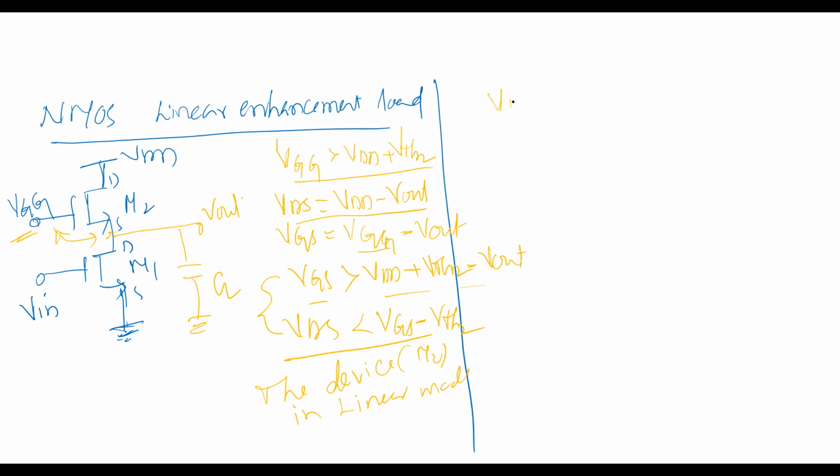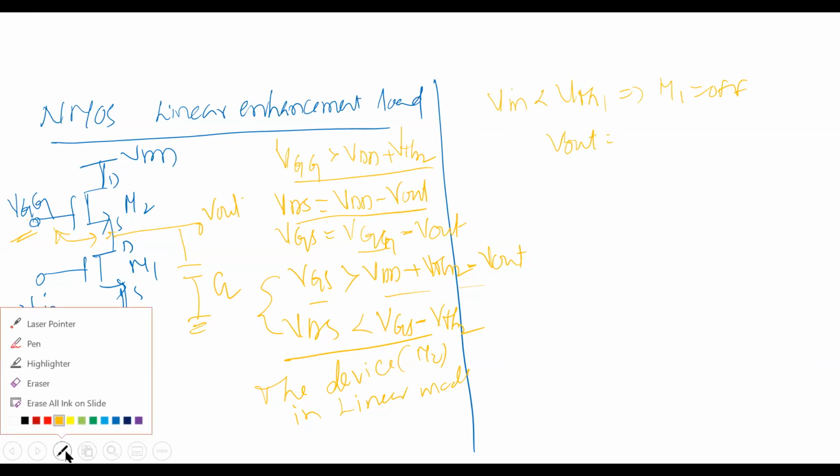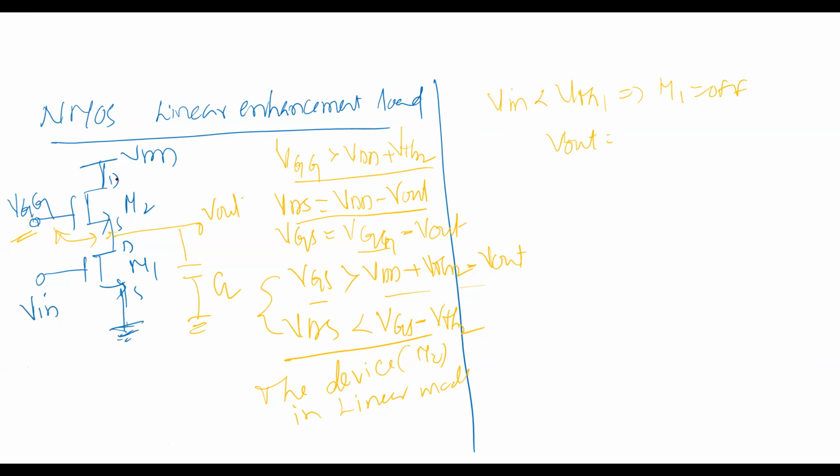Suppose Vin is less than VTH1. Then M1 is off and V out is equal to VDD. M1 off means the current is flowing through the load into the capacitor instead of through transistor M1, so the potential is going to increase. Generally we thought V out is VDD, but here you will get the output as VDD minus VTH2.